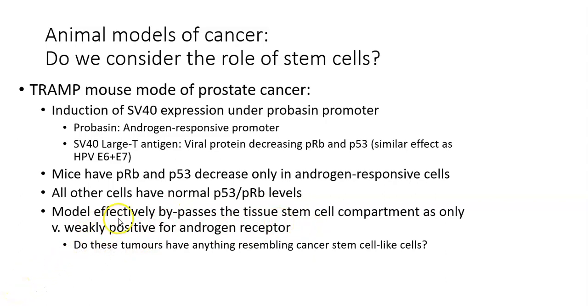However, one issue with this is if your promoter driving the oncogene is not expressed in the stem cell population, then you are effectively bypassing the stem cell population. And this promoter here is more highly expressed in the differentiating cells than the stem cells. So effectively what's going on, or potentially going on, is that SV40 is only being expressed in cells as they cease to become stem cells. So you get all of your mutations and your abnormal proliferation in your differentiated or differentiating cells, but your stem cells may actually be completely untouched by this construct.